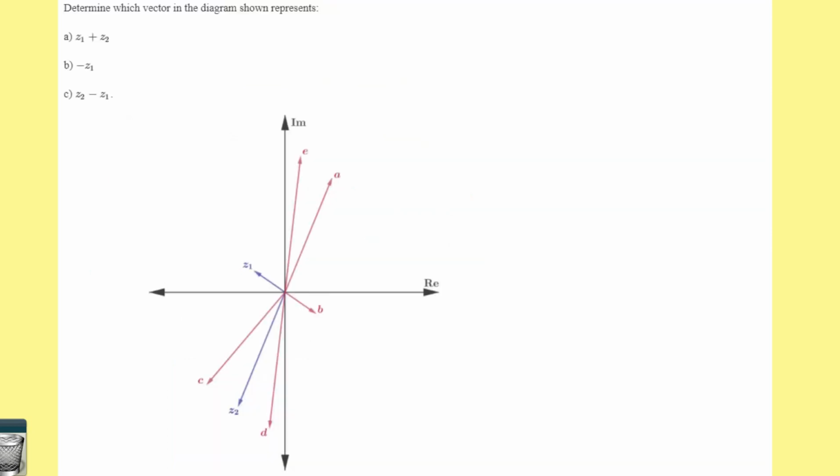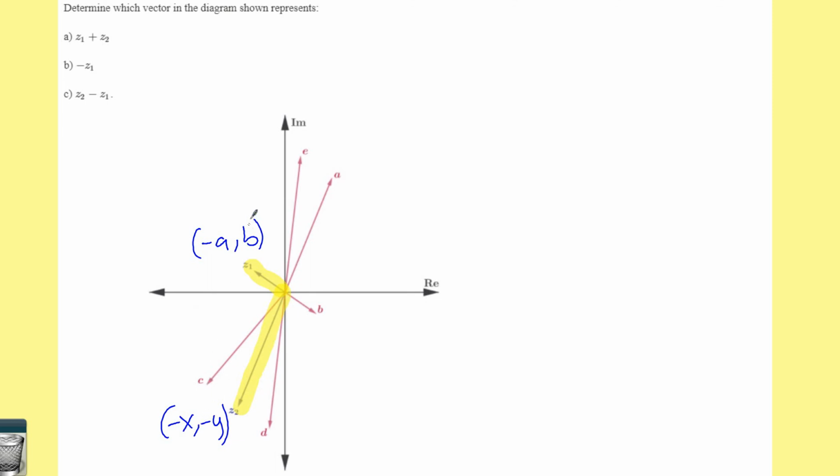Okay, so determine which vector in the diagram shown represents each one. So let's see, I'm going to make these stand out a little bit more. So here we have Z1 and Z2. Let me change my pen. Okay, so let's just call these some arbitrary numbers. So negative A and B, because I went left and up, and this one I went left and down, right? So if I'm adding the two together, I'm adding these values, negative A and negative X.